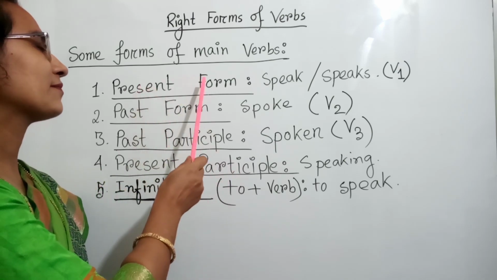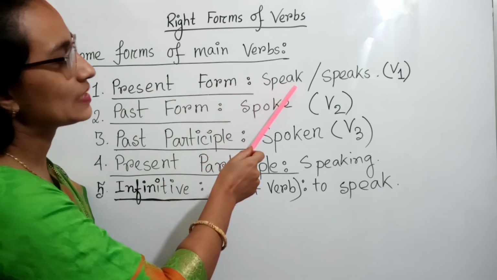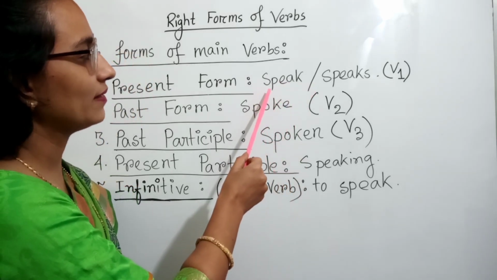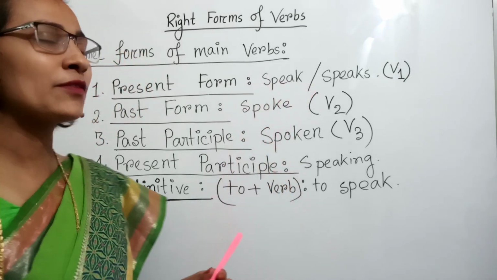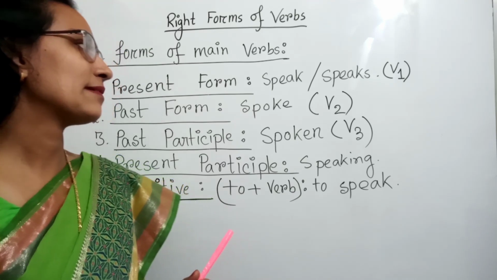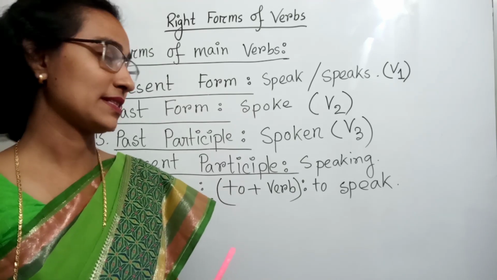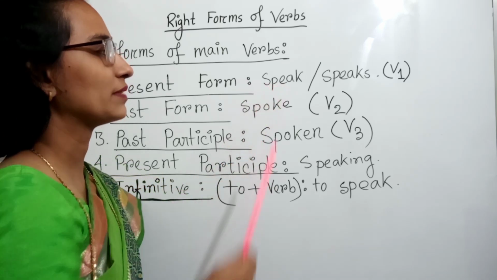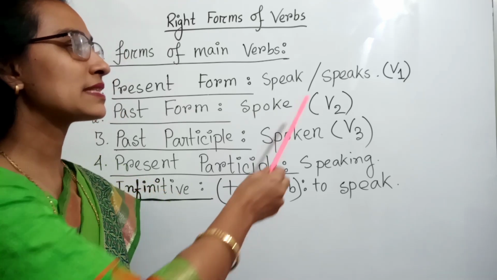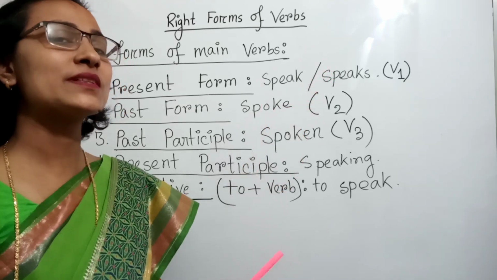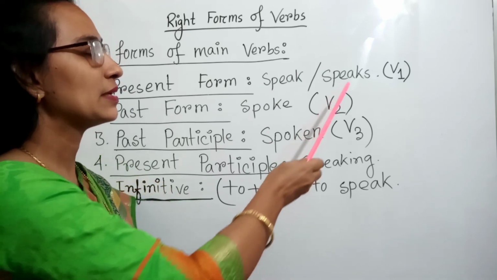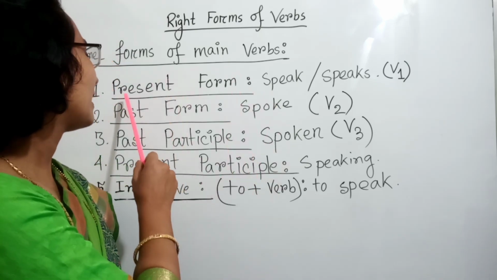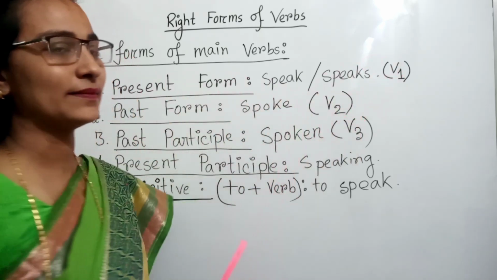Here, present form, I wrote here, speak or speaks. Here I take a verb as example, that is speak. If you see, the subject is first person and second person, that times you can use the main form or base form of the verb. And if you see, the subject is third person singular number, that times you need to add s or es with the main verb. We call the present form V1.